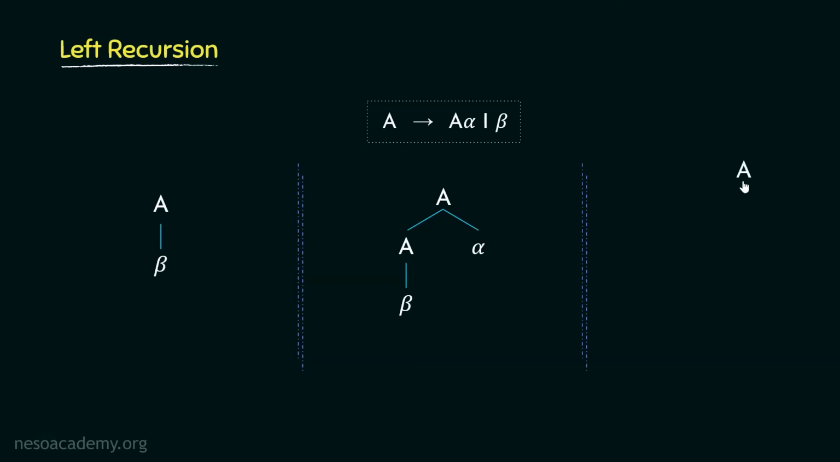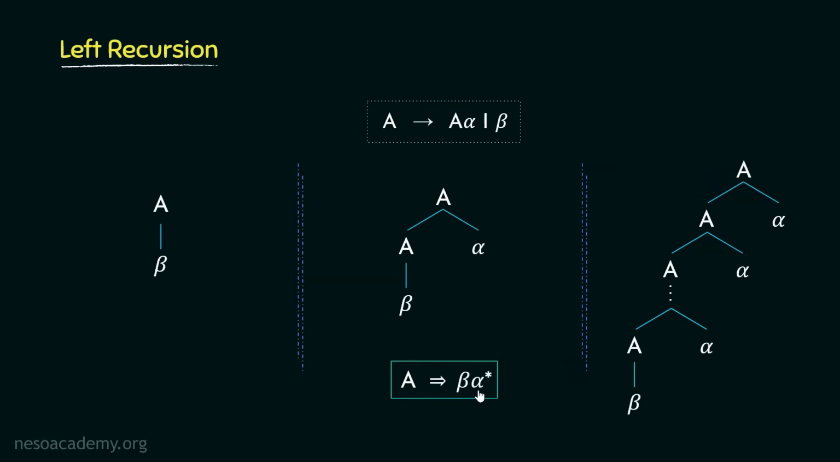So from A, if we derive A and alpha, then again from this A, we derive the same, that is A and alpha again. Like this, if we keep deriving A and alpha from every other A of the next level, we will end up having a left skewed tree like this. Now the derivation can only be stopped if from this A we finally derive beta. So using the left recursive production rules, from A we can derive only a beta followed by no or any number of alphas. Basically, this is the language that the left recursive production rules generate, that is beta alpha star.